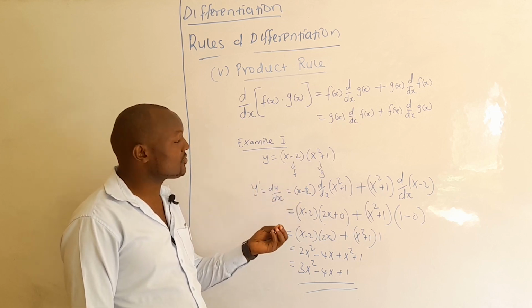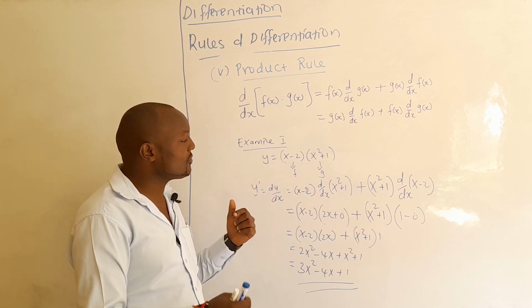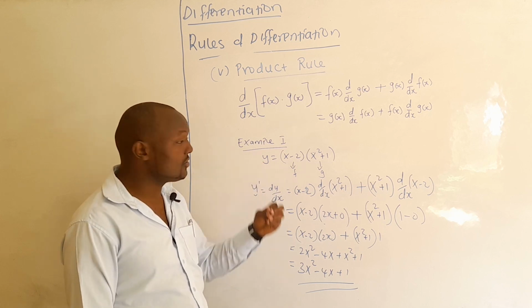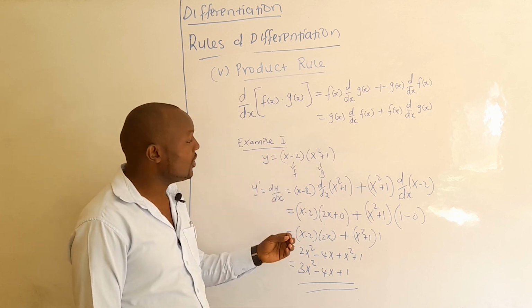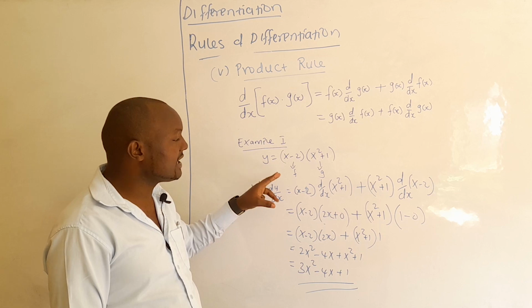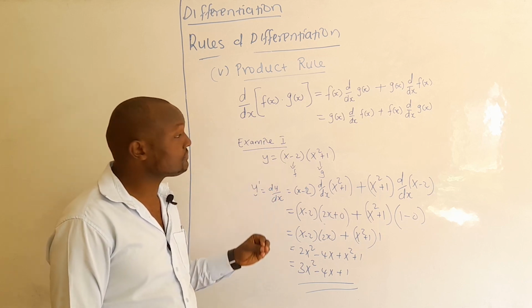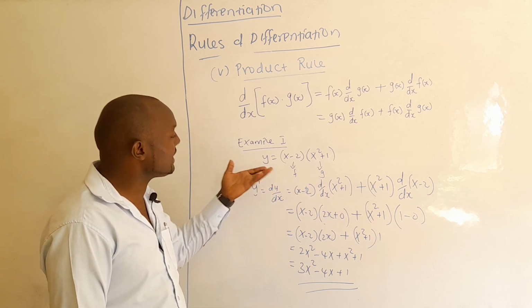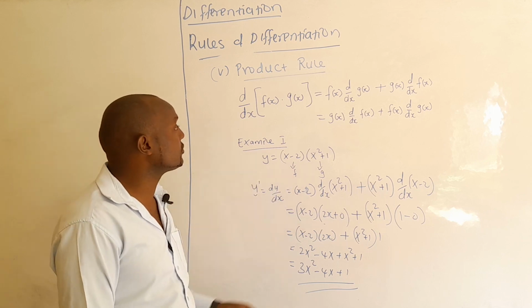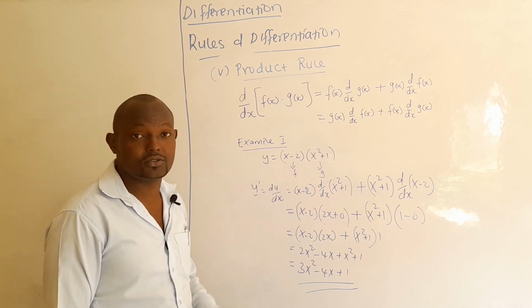It will be much easier because it will just come to your head that I need to use product rule, I need to use quotient rule, I need to use this rule. So with this one, treat it very seriously, product rule. Before we proceed to what we call the quotient rule, let's take another example.